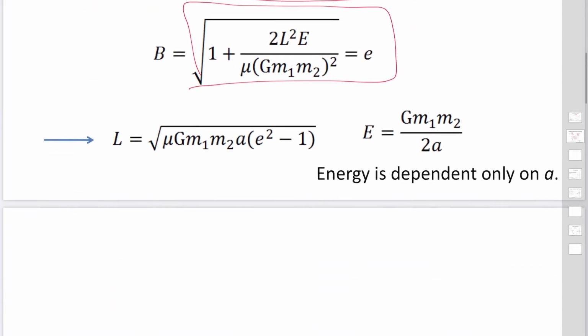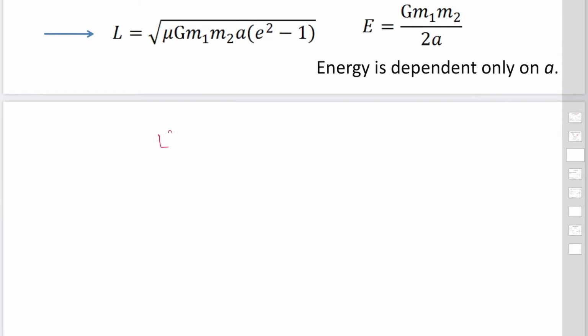So from these equations, L squared over mu G m sub 1 m sub 2 equals a times e squared minus 1. So from these equations, L squared can be expressed as mu G m sub 1 m sub 2 a times e squared minus 1. So if you know the semi-major axis and the eccentricity, we can calculate angular momentum.